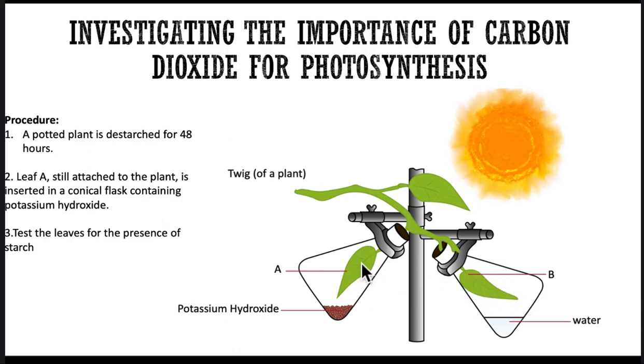Then you're going to pluck both of them and then perform starch tests. As you already know, this one is going to show absence of starch, so it's going to remain yellowish brown when you add iodine solution, and this one is going to turn blue-black upon addition of iodine solution.